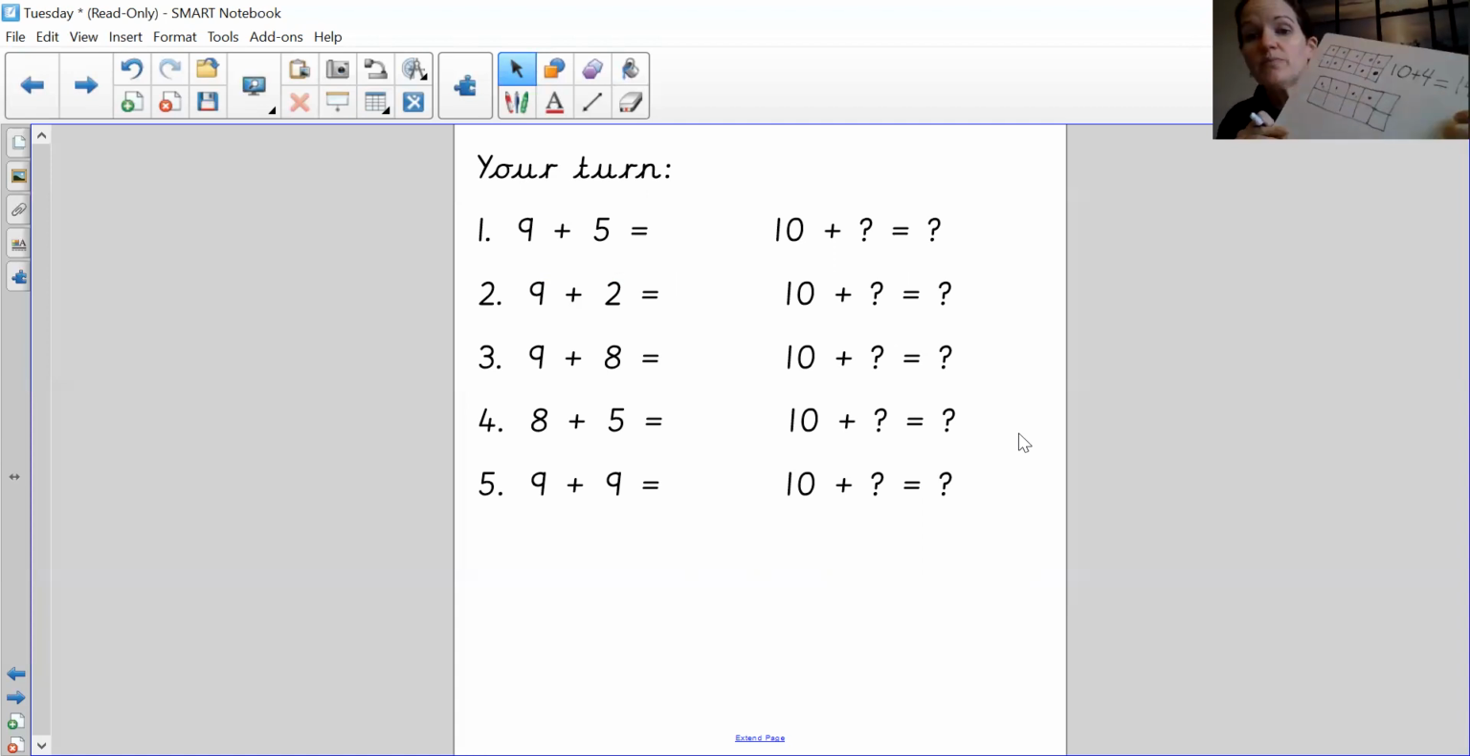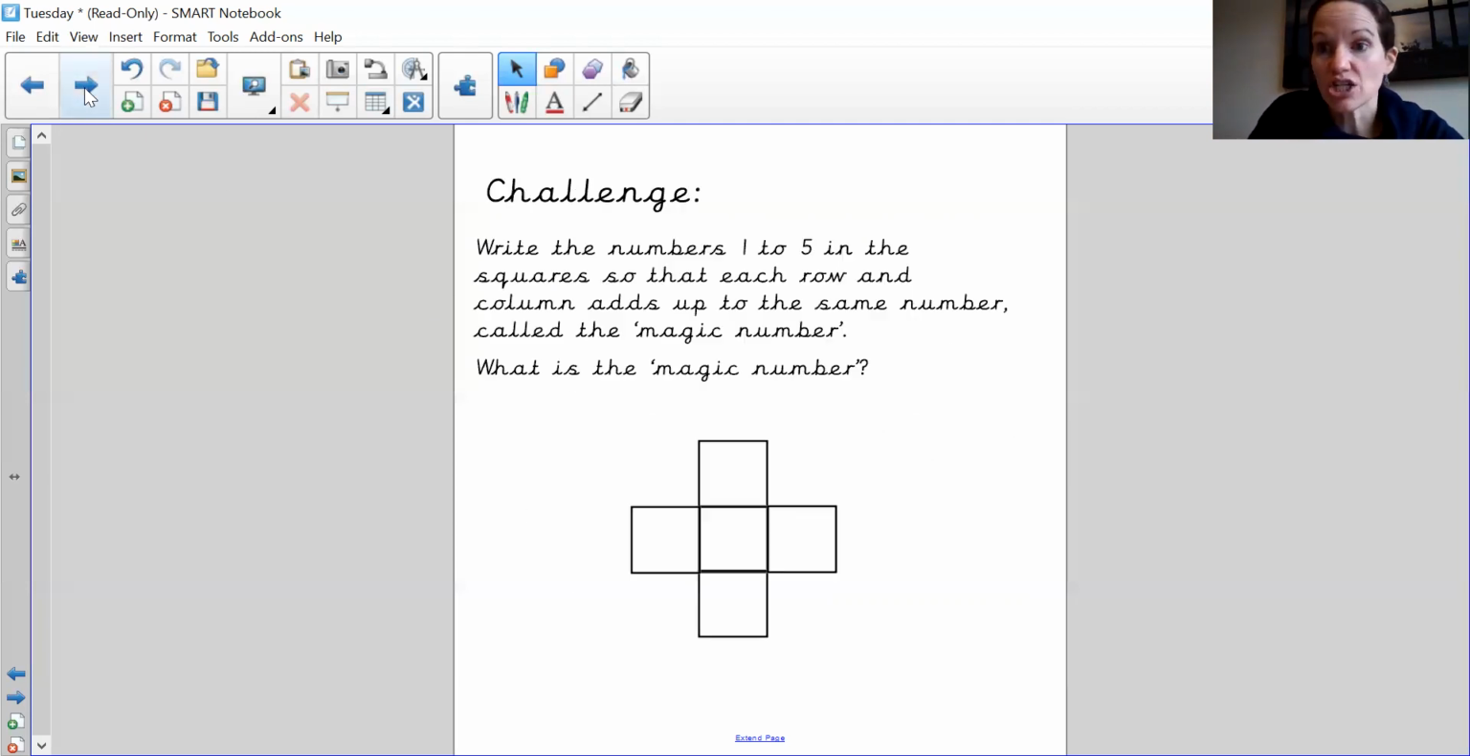So in your paper, I would like you to write this question to show me that you can change it into 10 correctly, and also write the original number sentence with the answer. So you should have 2 number sentences written, okay? Now, when you've done all of that, you can try a challenge. This is pretty tricky, so well done if you give it a try.